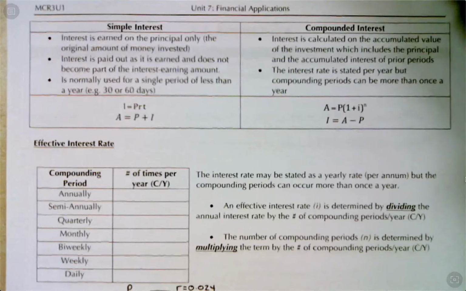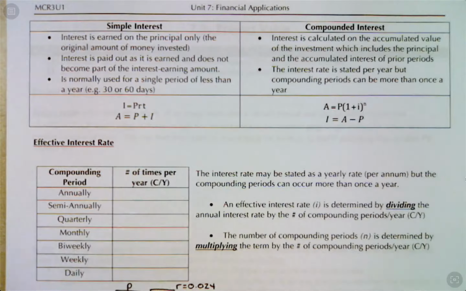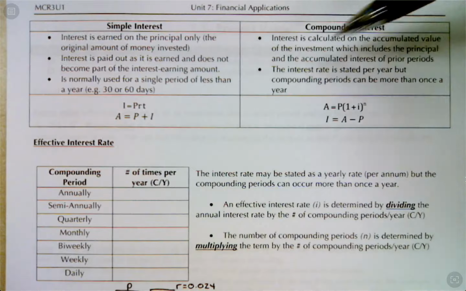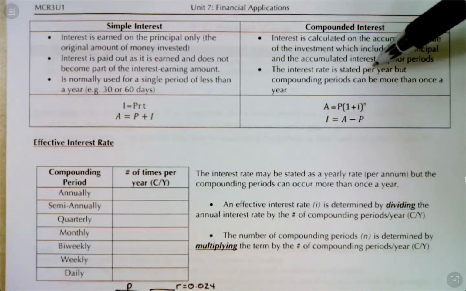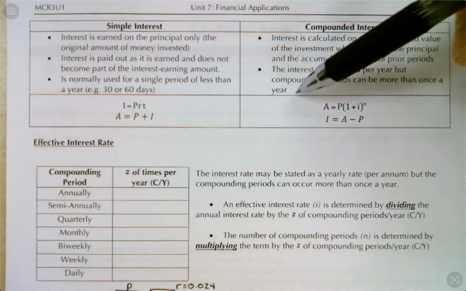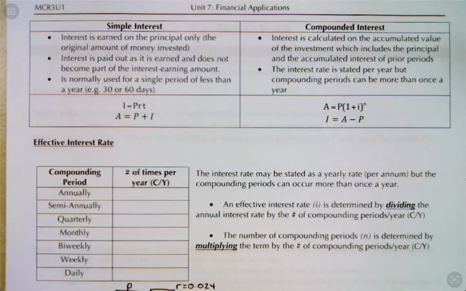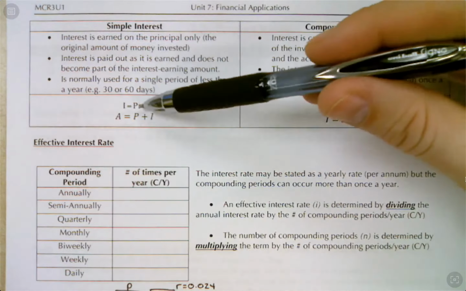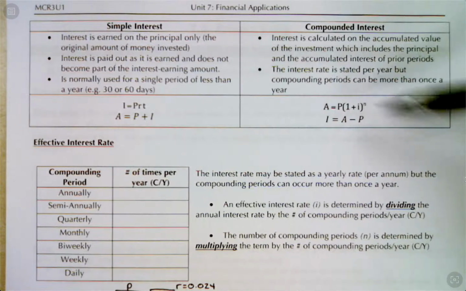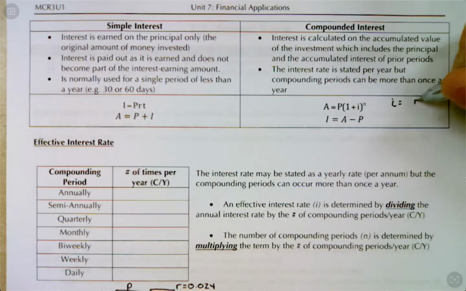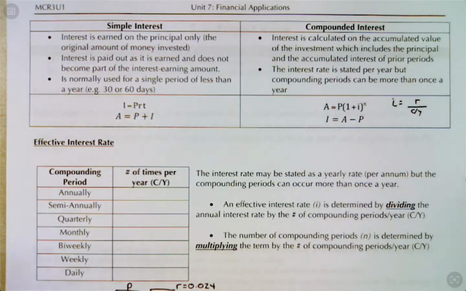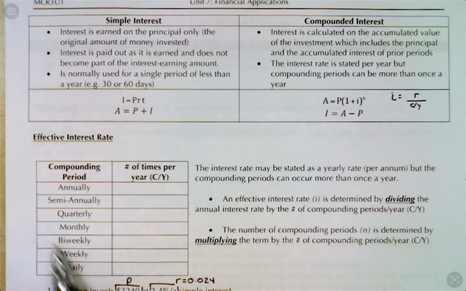All right, compound interest. Compound interest is calculated on the accumulated value of the investment, which includes the principal and any interest from prior periods. The interest rate is stated per year, but compounding periods can be more than once per year. So what this means is that instead of dealing with R and T, like we were in simple interest, we're going to deal with different letters, I and N. So what is I? Well, I is just the interest rate divided by how many times you compound per year. It's called the effective interest rate, and I'm going to show you how to calculate it over here.